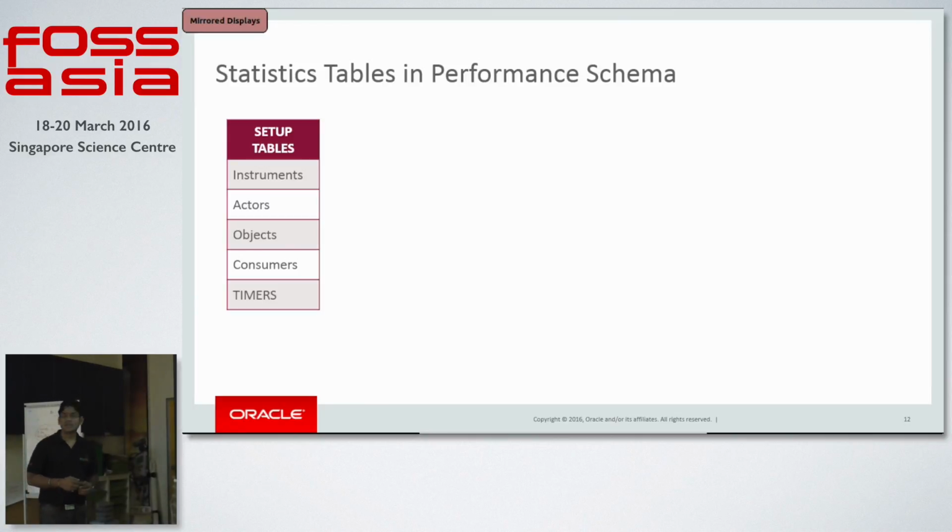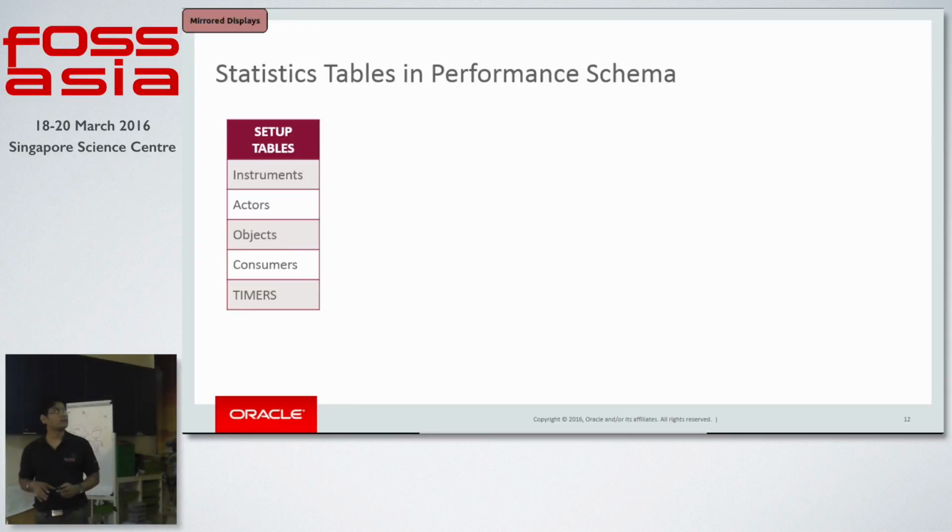The second one is the setup_actors table. In this table, you can specifically say for which user or for which particular host you want statistics to be collected. The third is the setup_objects table. Here you can specifically say for which databases or tables or stored procedures you want statistics to be collected. And we have consumers, and we have timers. Timers basically keep the information of the units of time in which you want statistics to be collected, maybe milliseconds, microseconds, picoseconds.